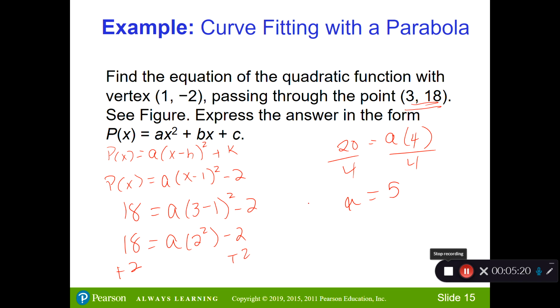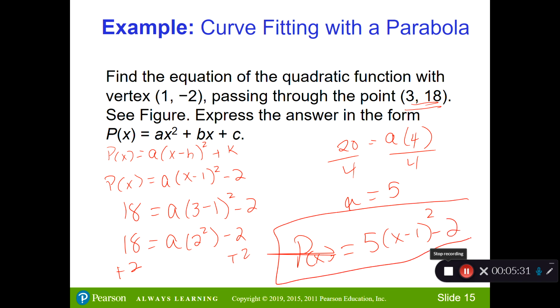A is 5. So that means, plug it back in here, that means my equation is P of x equals 5 times x minus 1 squared minus 2. And there's the equation of that quadratic.